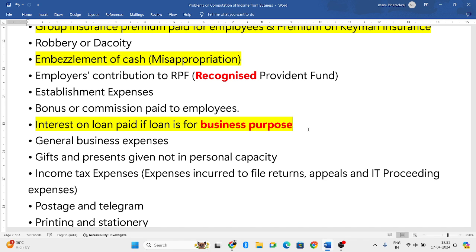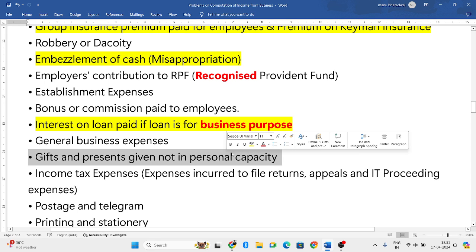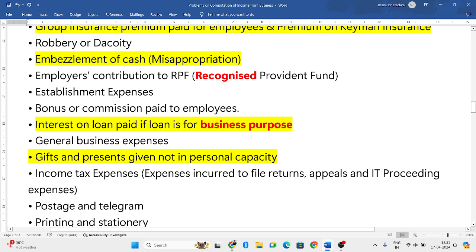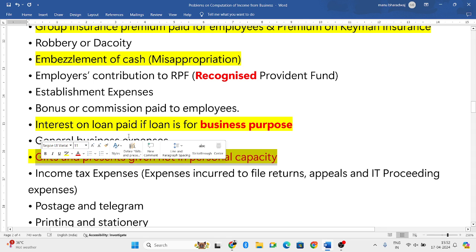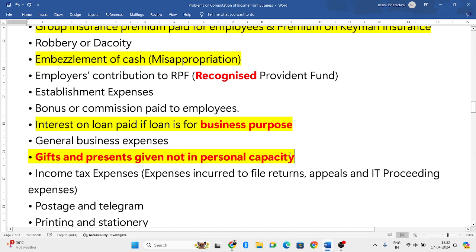So some petty general business expenses you will have can also be considered as admissible expenses. Gifts and presents given not in personal capacity. So gifts given but not in personal capacity means for business purpose. Sometimes you have given a gift to your employees. A gift given to your employees can be taken here as admissible expenses. Personally, in the question they would have given a gift to a daughter or a gift to a wife. So all those things cannot be considered. Any gifts given which is not in the personal capacity, not given as a part of personal relation, can be considered as admissible expenses.